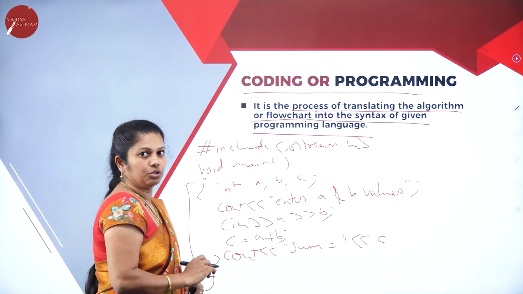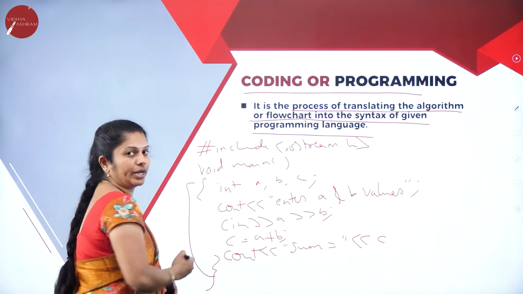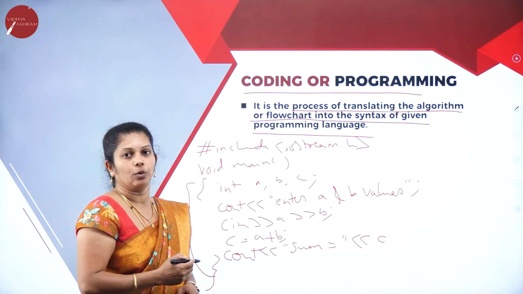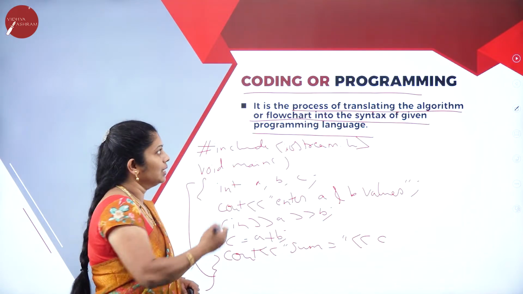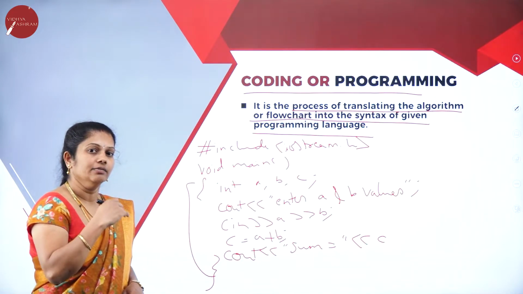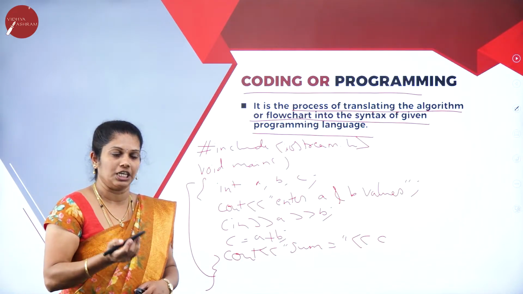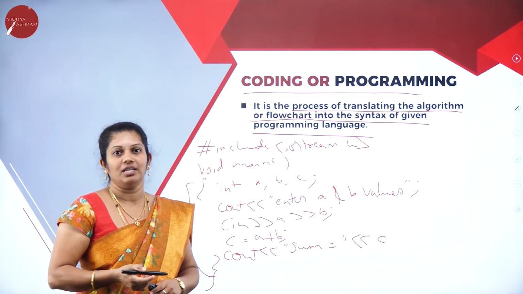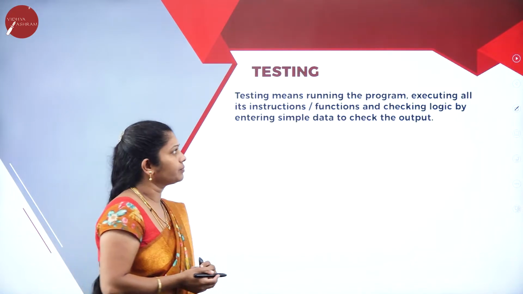From this, what do you come to know? Here, by using a programming language, I am writing the program to perform addition of two numbers. That is nothing but coding. Converting this algorithm as well as flowchart into a programming language is called coding here.